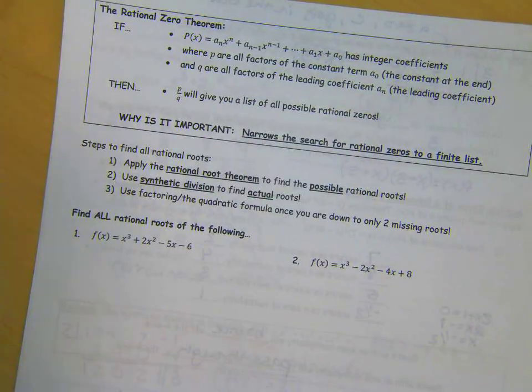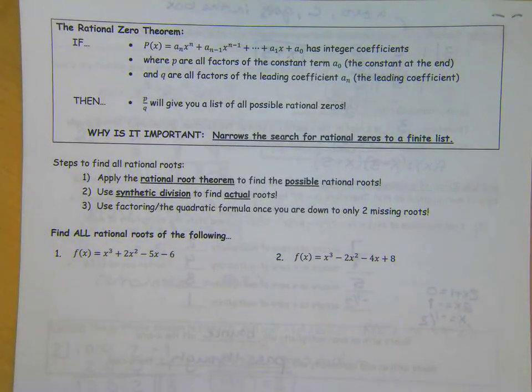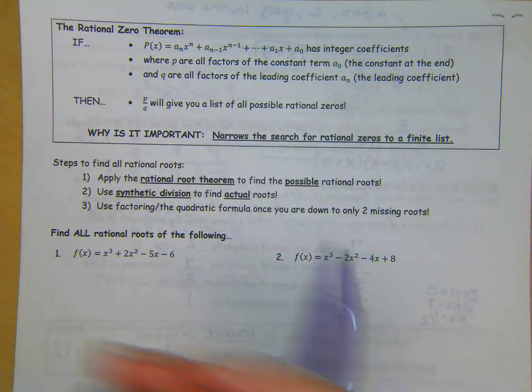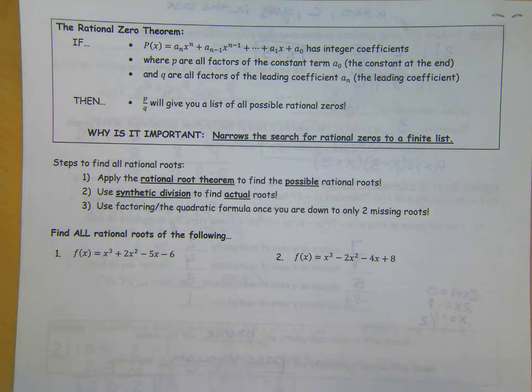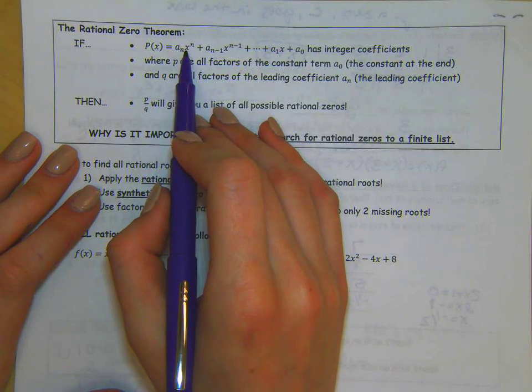Okay, moving on to the next page with the rational zero theorem. This is the last bit of notes for today. The rational zero theorem. Sounds a little bit confusing, but once we go through examples, we end up seeing that it's actually not that bad. So if p of x is a sub n times x to the n.